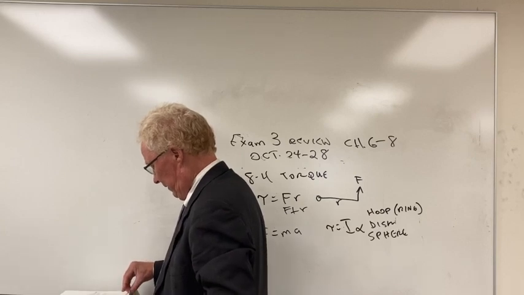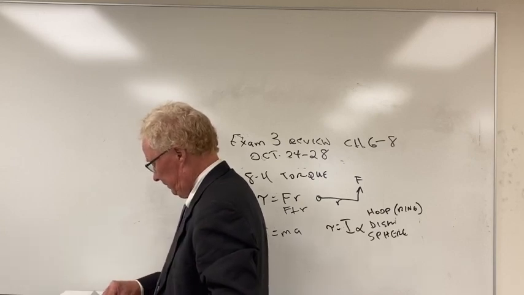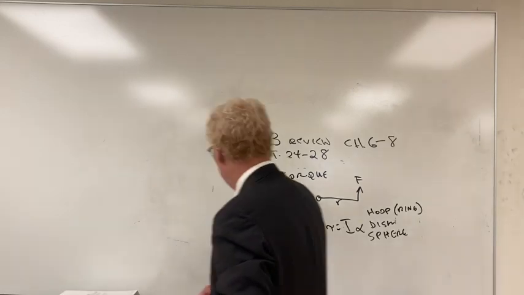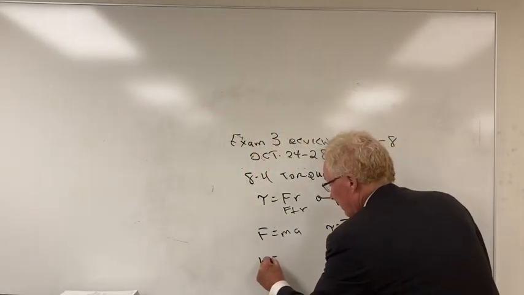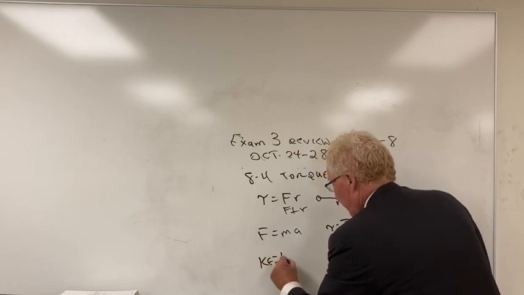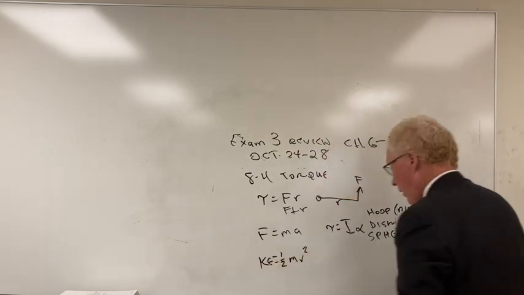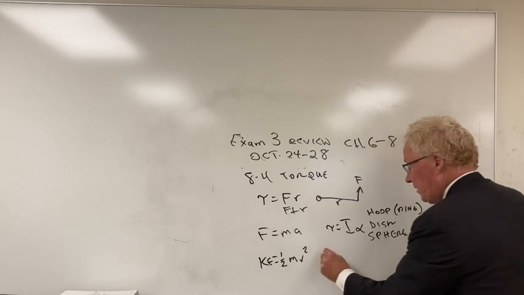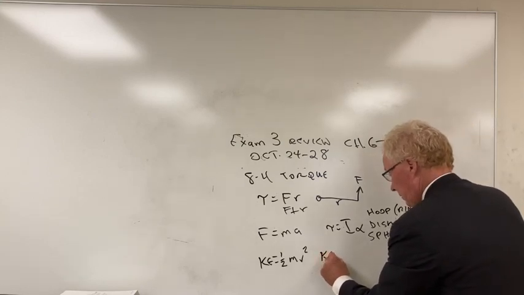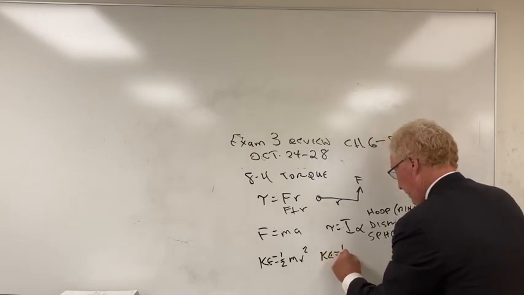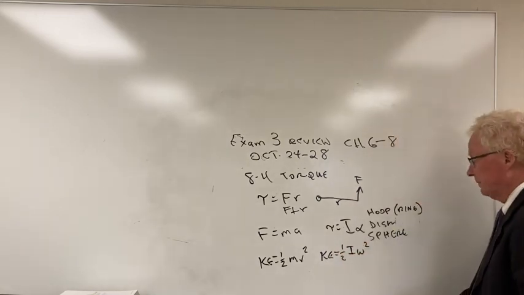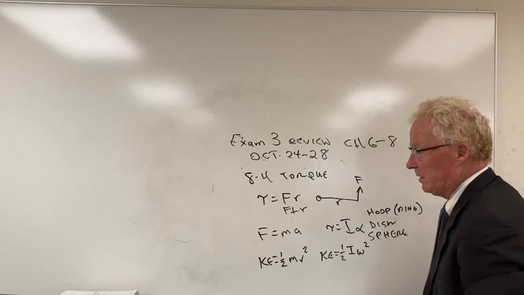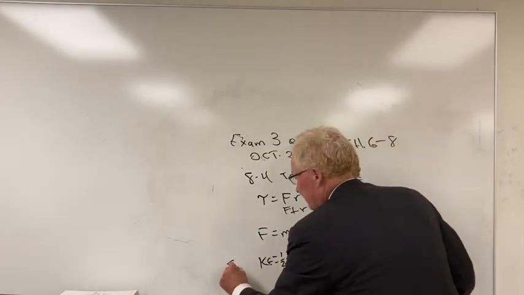And then we have kinetic energy. It's 1/2 mv squared, while for rotation, KE is 1/2 I omega squared. This is section 8.7.